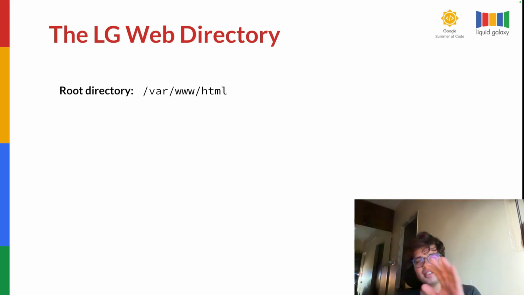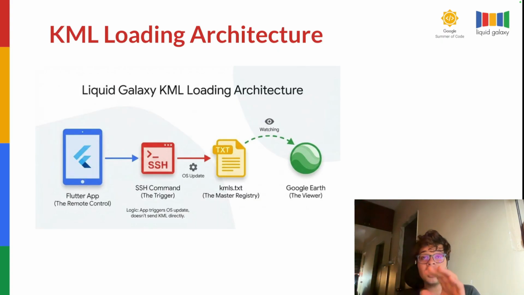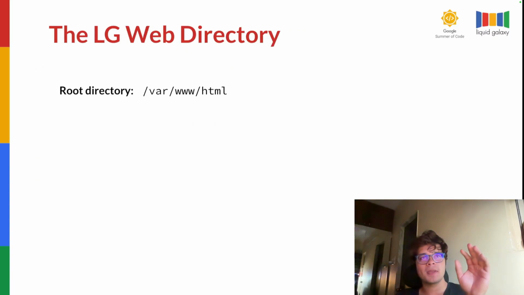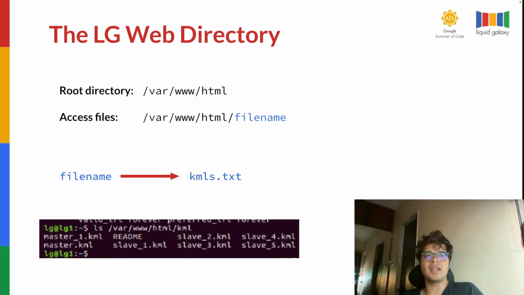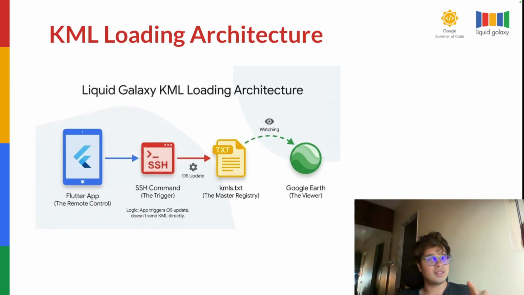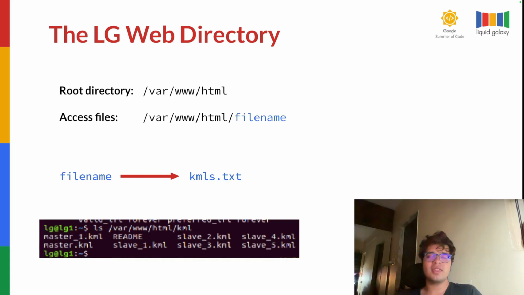Now, this is the root directory of what I was talking about. So where exactly is kmls.txt stored? This is the root directory of the Apache server that's running in the Ubuntu environment, that is /var/www/html. You can access the files by going to that particular directory where they are stored, right? I'll show you an example. This is how they are stored. There are different KMLs stored, and even that file I was talking about, kmls.txt, is stored in that particular directory.